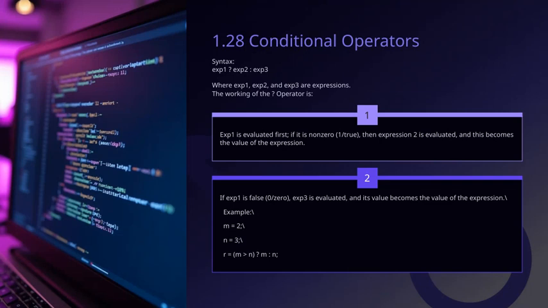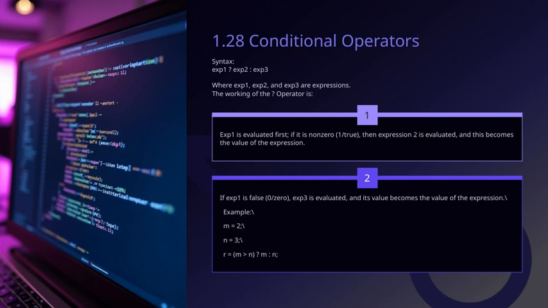Let's take a closer look at the conditional operator, which is often called the ternary operator because it involves 3 parts. The syntax looks like this: exp1 ? exp2 : exp3. Here, exp1, exp2, and exp3 are all expressions. The way it works is pretty straightforward. First, exp1 is evaluated. If exp1 evaluates to a non-zero value, which we interpret as true, then exp2 is evaluated, and its value becomes the value of the entire expression. On the other hand, if exp1 is 0, meaning false, then exp3 is evaluated, and its value becomes the result.